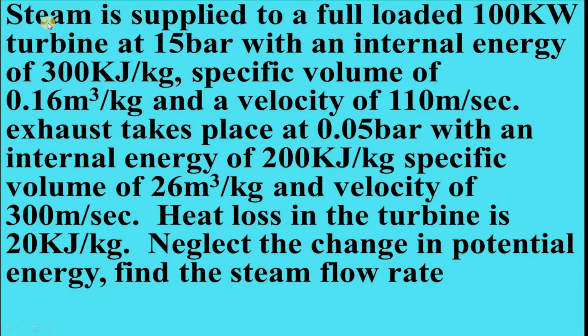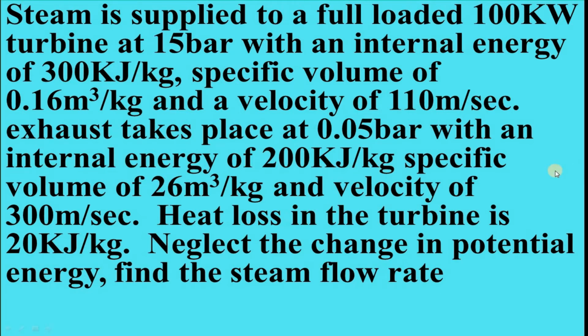By using the heat in the steam, the turbine produces a power output of 100 kilowatt. The steam enters the turbine at a pressure of 15 bar and leaves the turbine at a pressure of 0.05 bar. When the steam enters the turbine, the internal energy value of the steam is 300 kJ per kg. And when the steam leaves the turbine, the internal energy value of the steam is 200 kJ per kg.